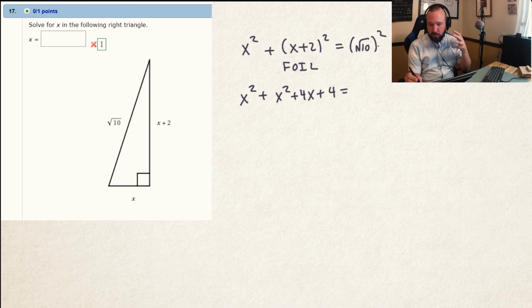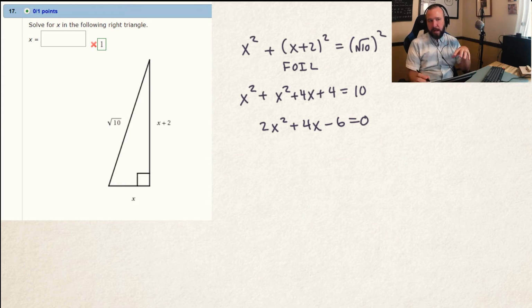Okay, then the square root of 10 squared is just 10. So now I'm going to collect all like terms. This is a quadratic equation. I'm just going to collect all the like terms and maybe use factoring or the quadratic formula to solve it. So I end up with 2x squared, and then if you minus 10 on both sides, then this will be minus 6.